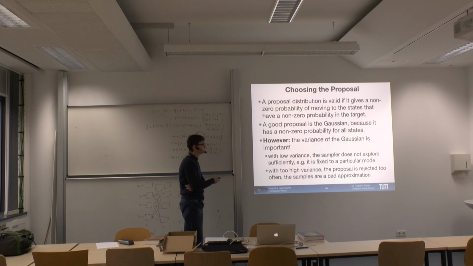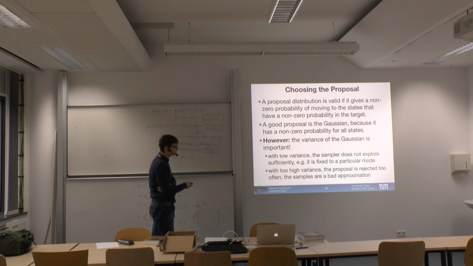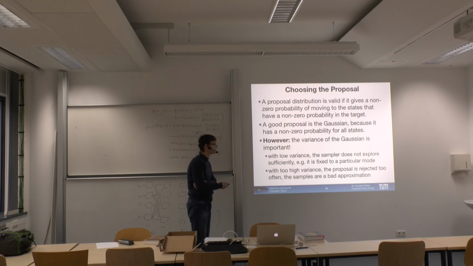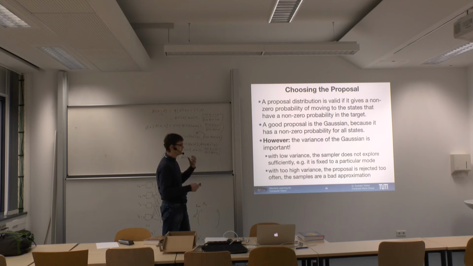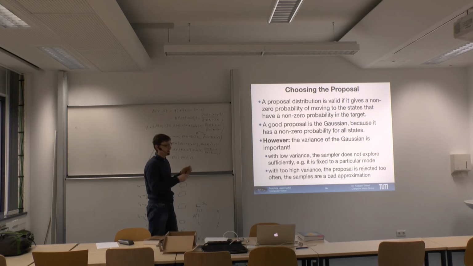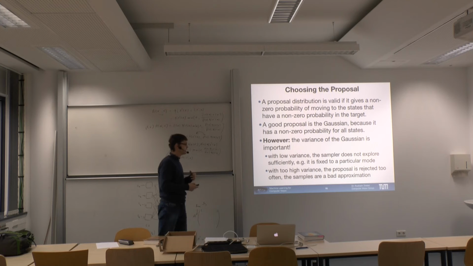So it's really important how wide the Gaussian actually is, because there's this trade-off. With low variance, the sampler does not explore sufficiently. That means it is fixed to a particular mode, right? So if you stay in one state, and if your variance is very low, then it's very likely to remain in the state, right? You will never, or very seldom, jump out of the state and come to another state.